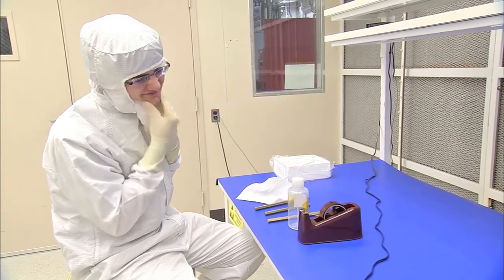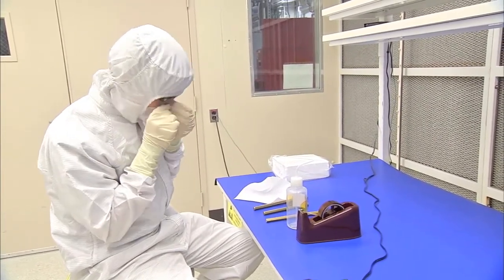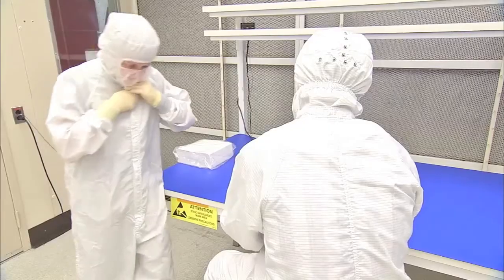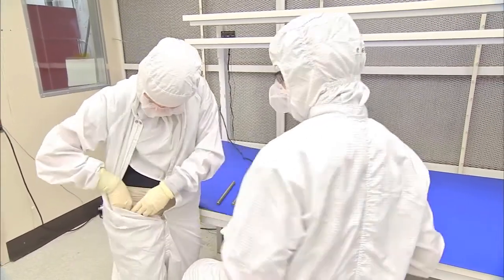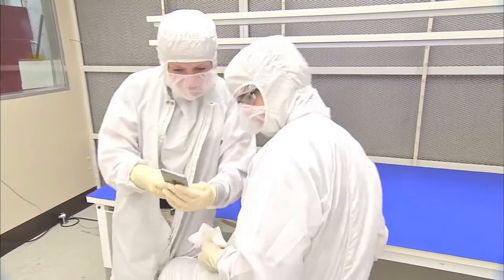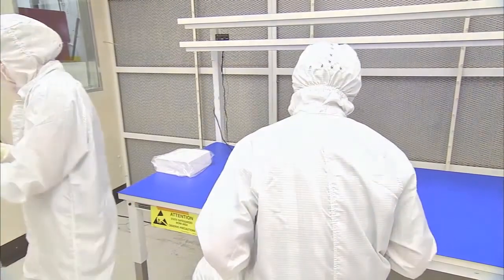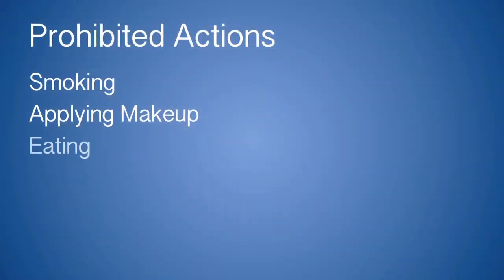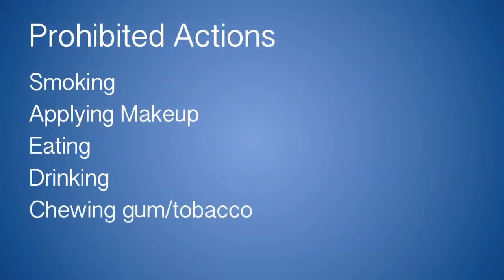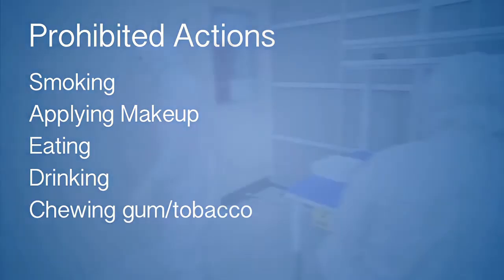surfaces. Removing gloves, face masks, or any cleanroom garments is prohibited in the cleanroom and should only be removed in the gowning room. And absolutely do not open your smock or coveralls to pull items out of your pockets, such as cell phones. Eating, drinking, and chewing gum or tobacco are not allowed in the cleanroom.